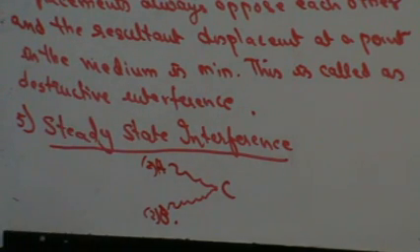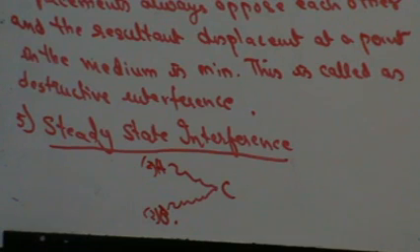I don't want that. What I want is, either I should get an extremely bright point or I should get an extremely dark point. I should get maximum displacement or I should get minimum displacement. I don't want an intermediate displacement. The displacement produced at point C should either be maximum or minimum. Such an interference would be called a steady state interference.